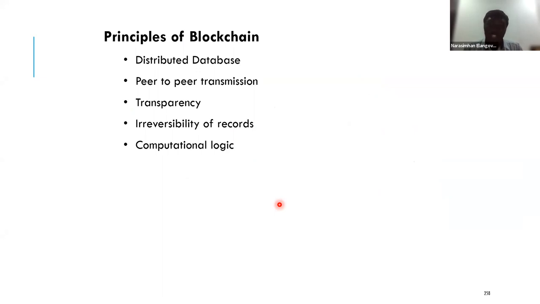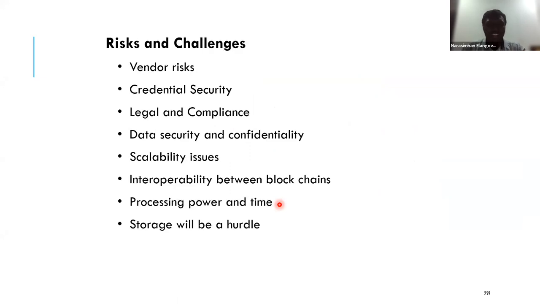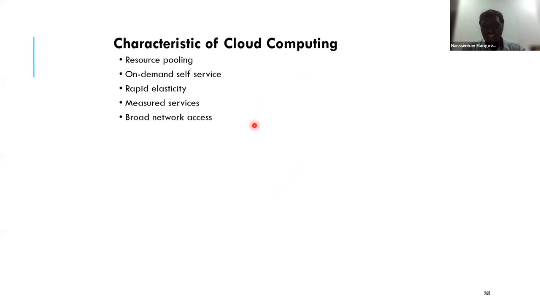Irreversibility. Even if there is a mistake, you cannot rectify it. All of us have to agree only to reverse it. And there is a computational logic. Every time the transaction goes into the system, there is a logic which is followed. Risks are huge. Scalability is a challenge. Interoperability is a challenge. You know, legal compliance is a challenge. Vendor risk is a challenge.